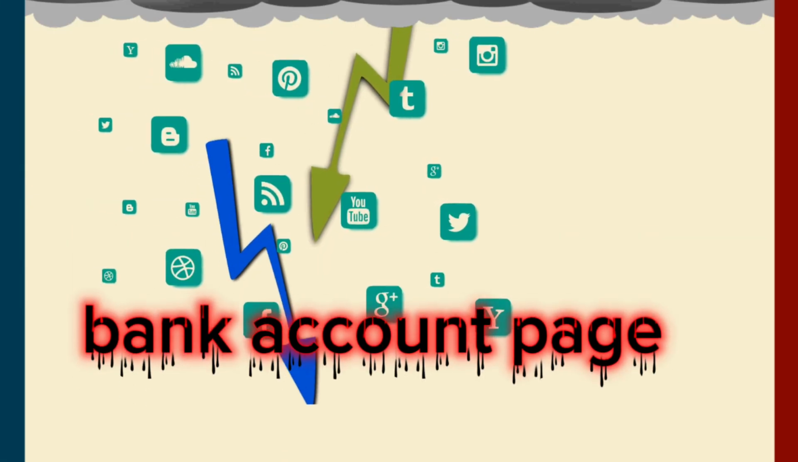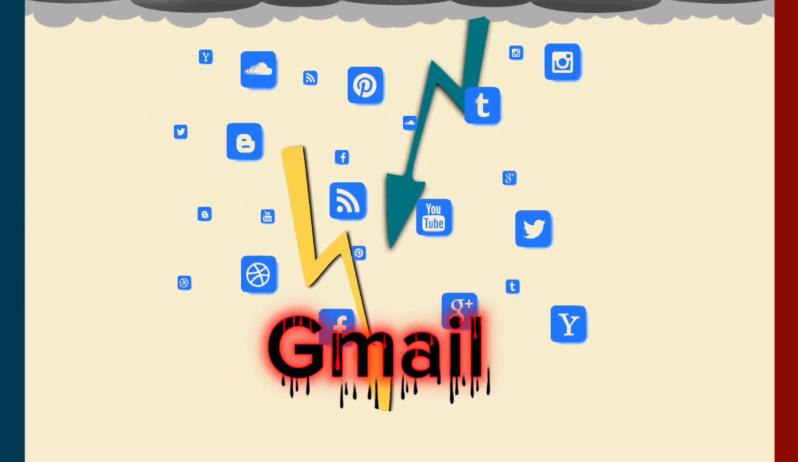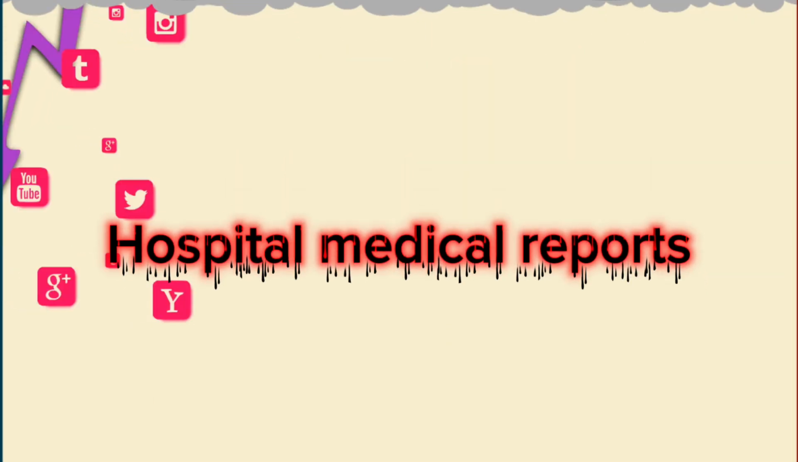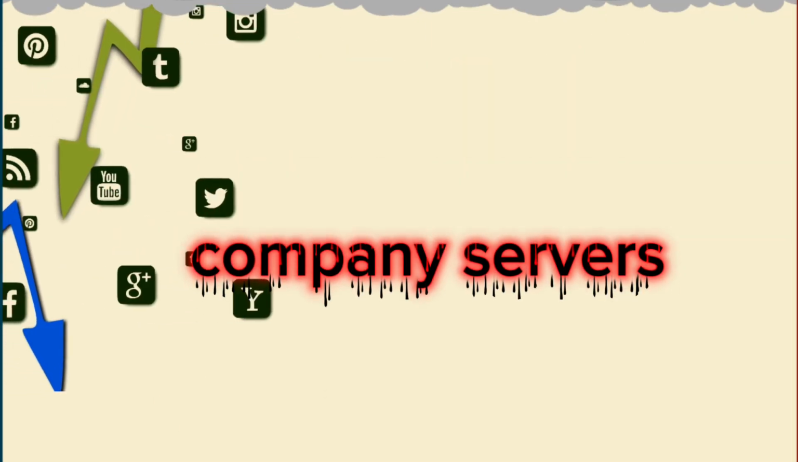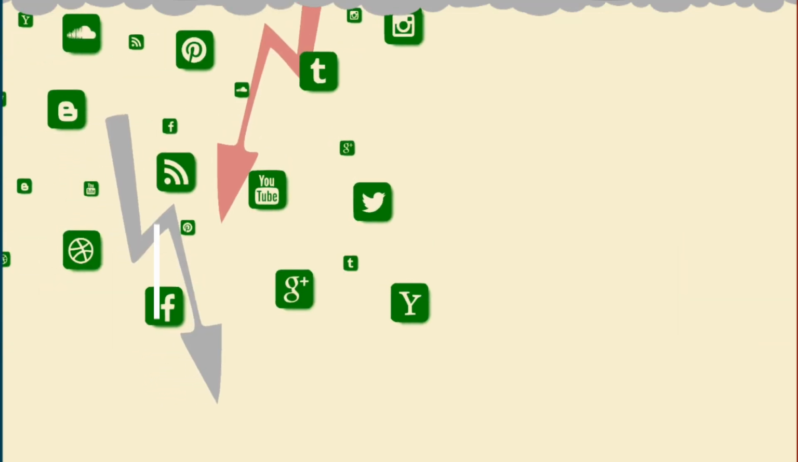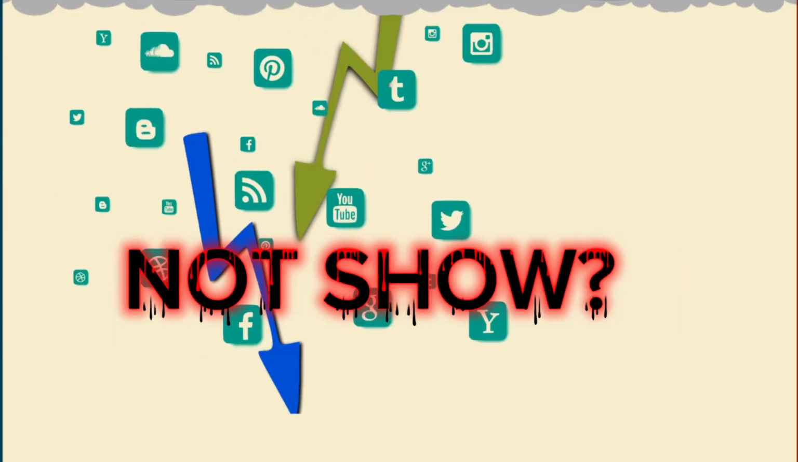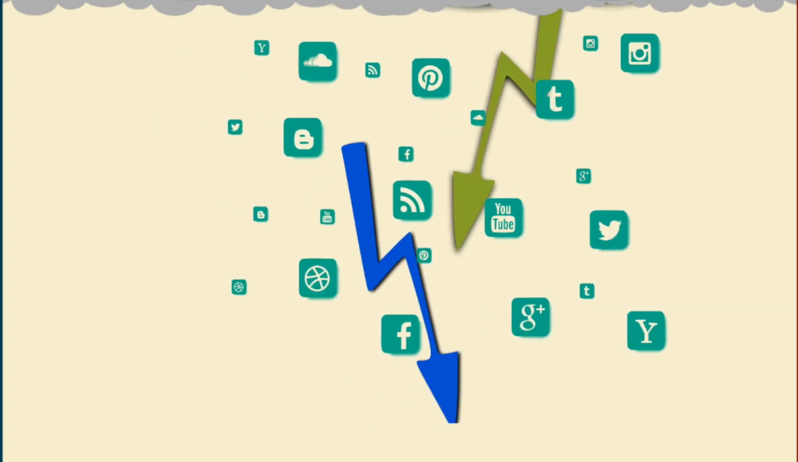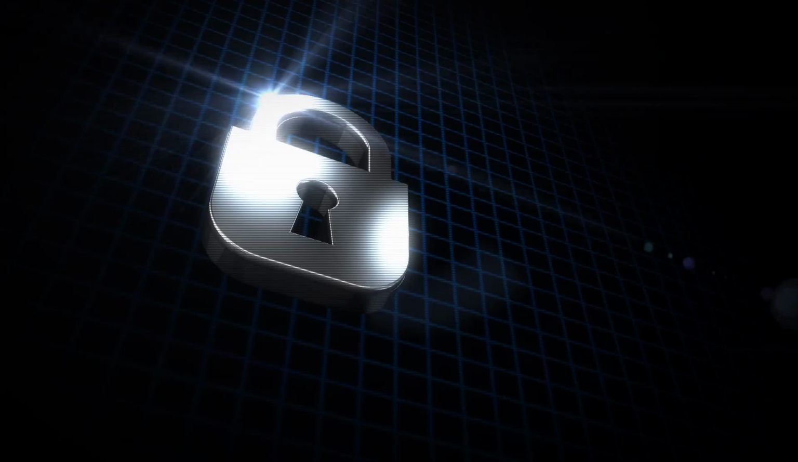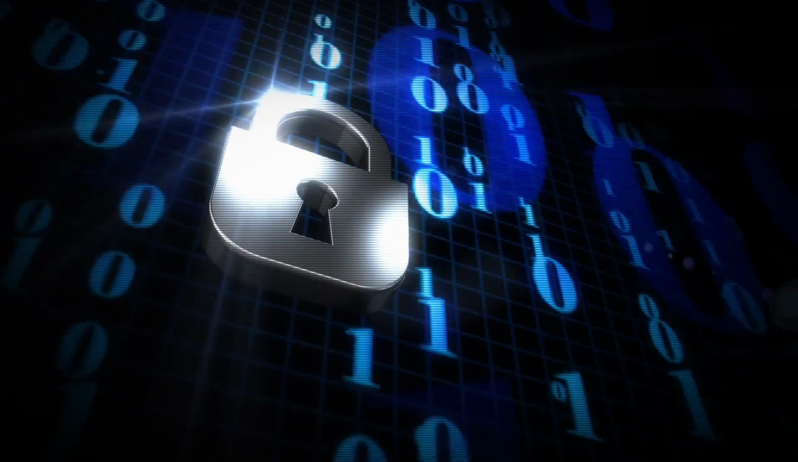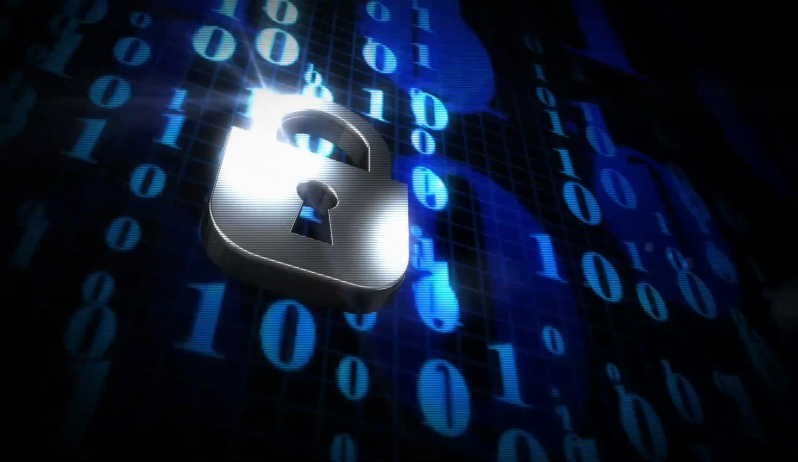Examples: bank account page, email inbox, Gmail, Outlook, university database, hospital medical reports, company servers, Netflix, government records. Why does Google not show this? Because they contain personal or confidential information. Google cannot scan them. Simple example: imagine a shop with a lock. Only people with the key can enter. That is the deep web.